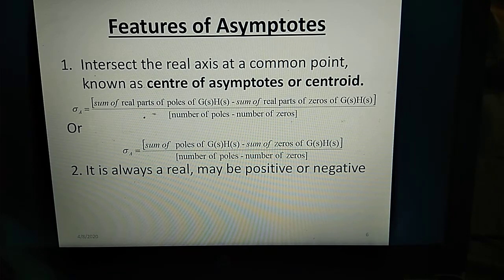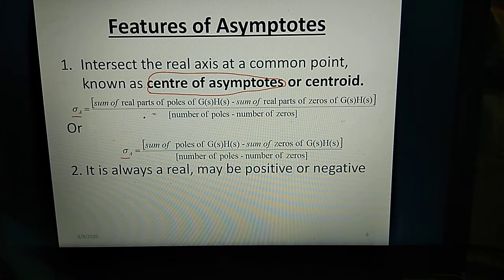The first point is that they always intersect the real axis at a common point, known as the center of asymptotes, or centroid. To find the centroid, there is one formula: sum of real parts of the poles of GH minus sum of real parts of zeros of GH, upon number of poles minus number of zeros. Whenever there are complex poles or complex zeros, they appear in pair form, so if we add them, the imaginary part cancels out. That is why it can be directly written as sum of poles of GH minus sum of zeros of GH upon number of poles minus number of zeros.